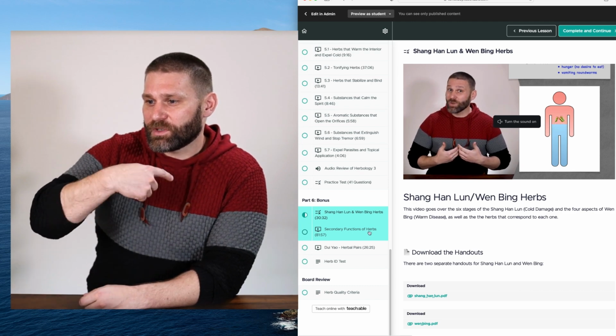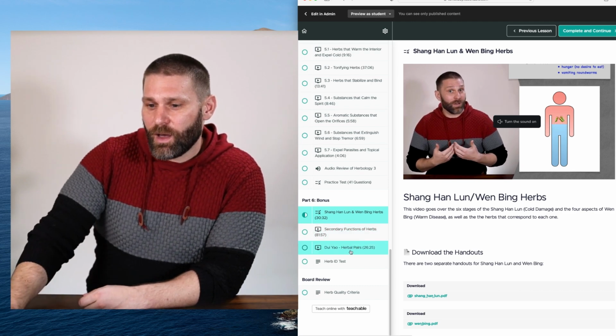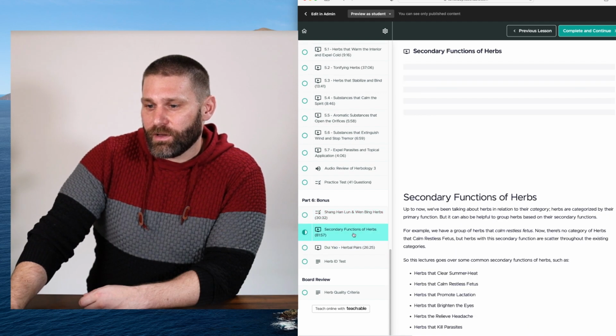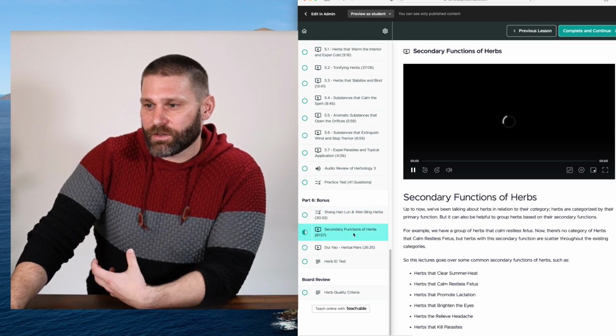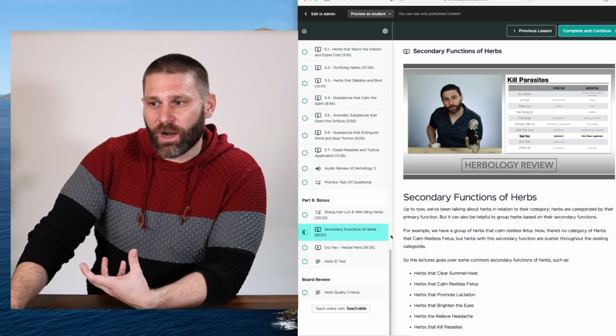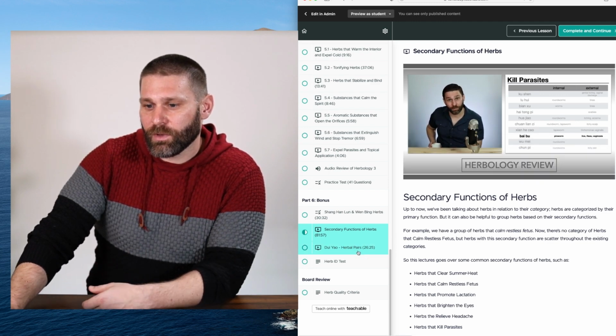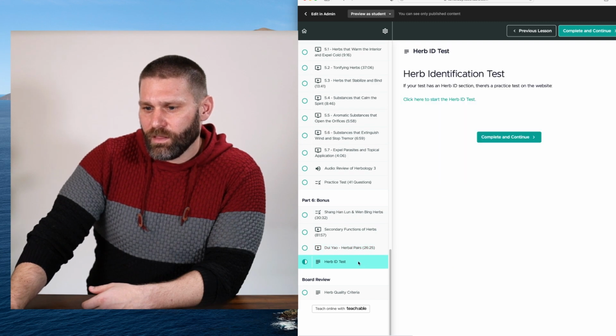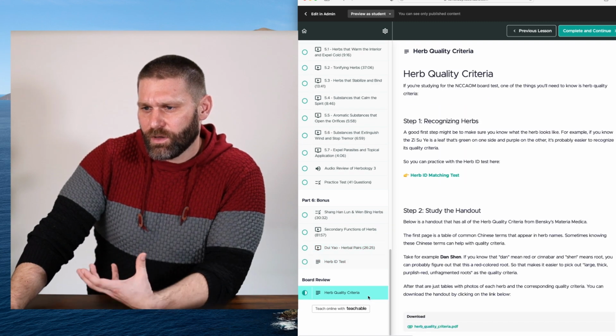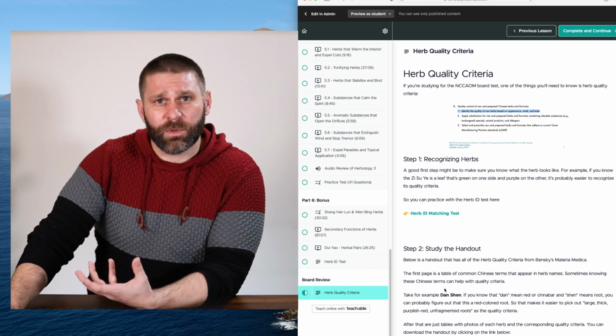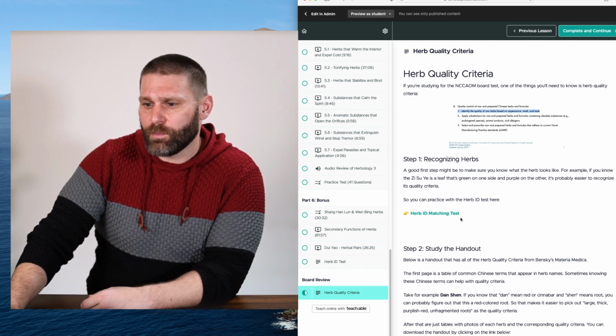See, the roundworms are moving upwards, and then you start vomiting them outwards. We also have some bonuses about the secondary functions of herbs, about which herbs brighten the eyes, which herbs kill parasites, which herbs promote lactation, things like that. Then there's some herb ID stuff, and also herb quality criteria. This is something that you might get questions about if you're taking boards.